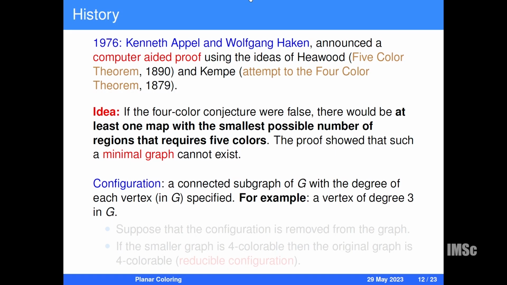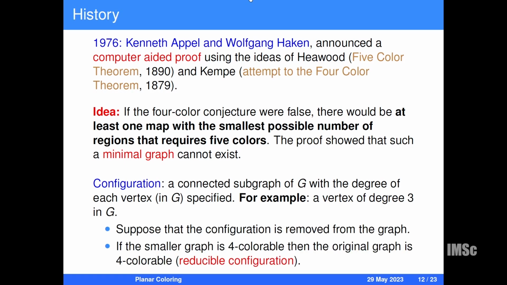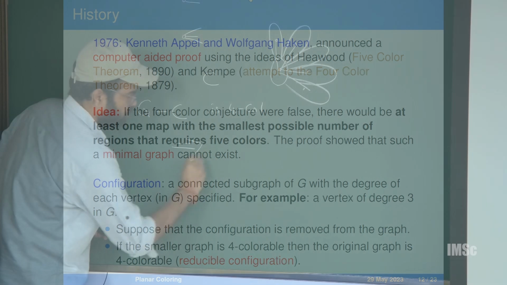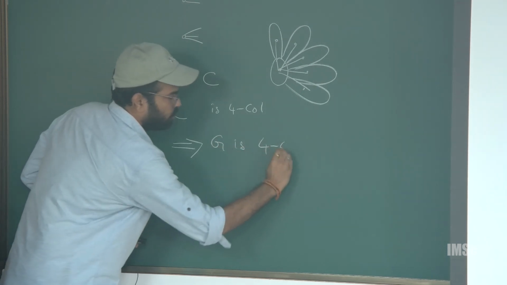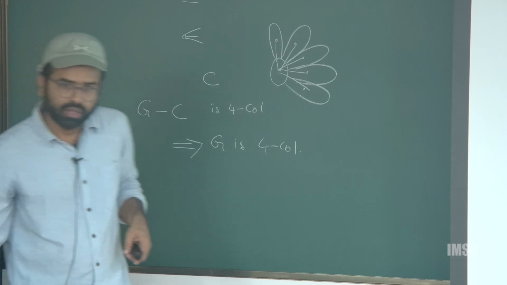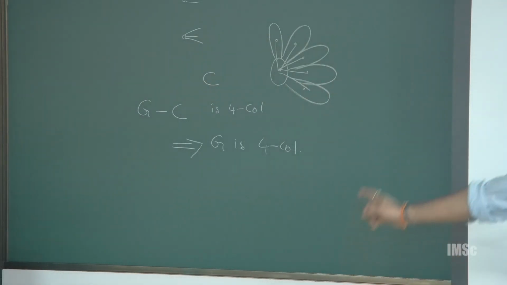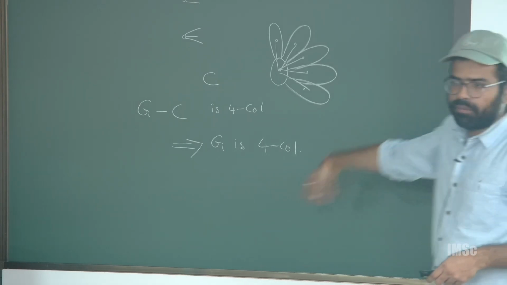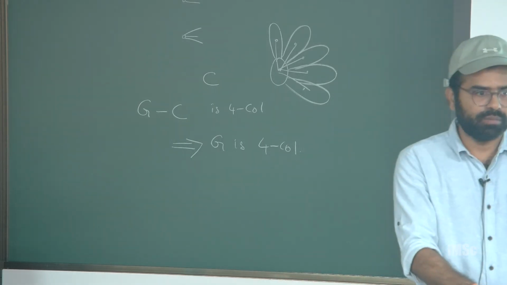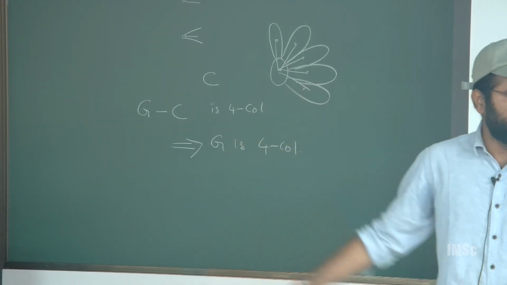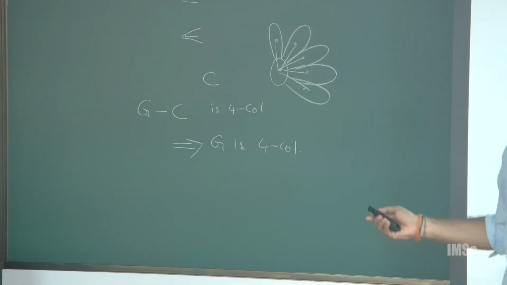So, now they define something called reducible configurations. A configuration C is called a reducible configuration. Let us say a configuration C is available. Now, if I remove this configuration from the graph G, and if this is 4-colorable, then G is 4-colorable. If there is a configuration that satisfies this, which means that I remove this configuration from the graph, and if it is 4-colorable, and the original graph is also 4-colorable, then I call this configuration a reducible configuration.